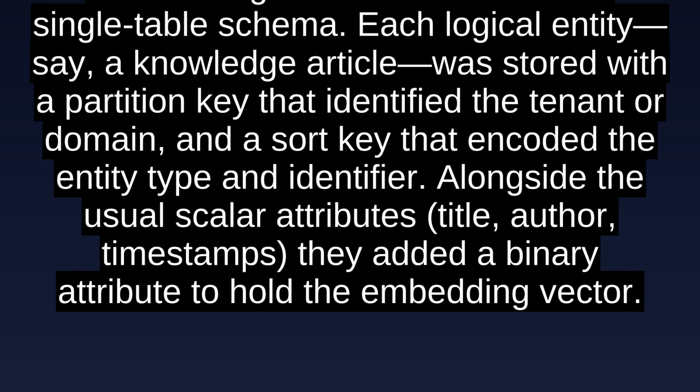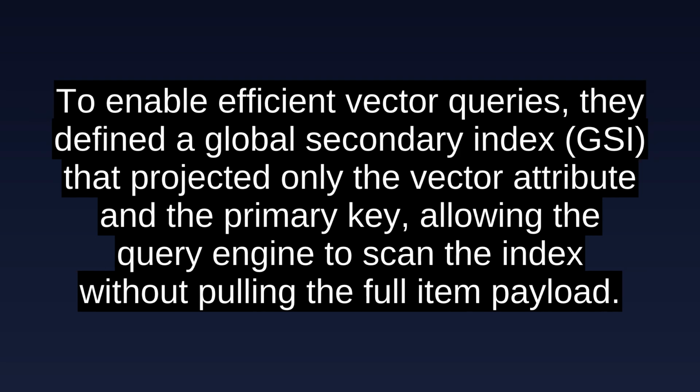The redesign started with a careful single table schema. Each logical entity, say, a knowledge article, was stored with a partition key that identified the tenant or domain and a sort key that encoded the entity type and identifier. Alongside the usual scalar attributes, title, author, timestamps, they added a binary attribute to hold the embedding vector. To enable efficient vector queries, they defined a global secondary index, GSI, that projected only the vector attribute and the primary key, allowing the query engine to scan the index without pulling the full item payload.